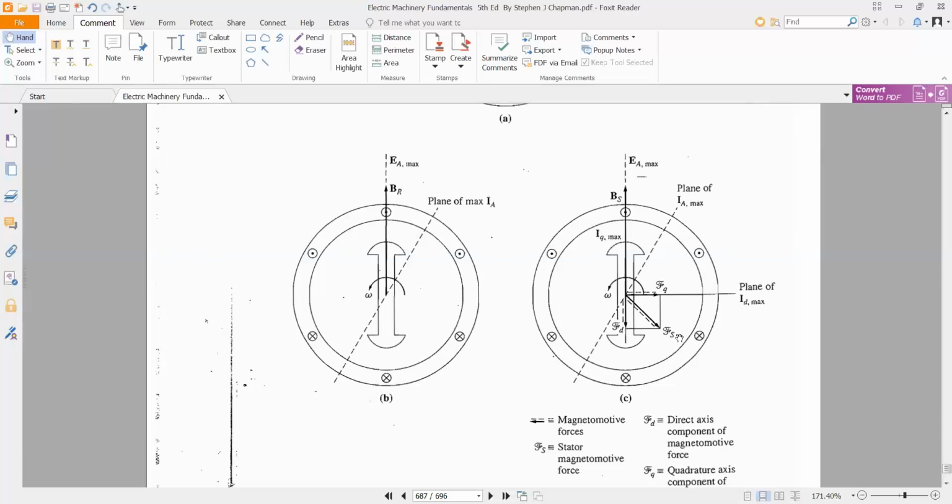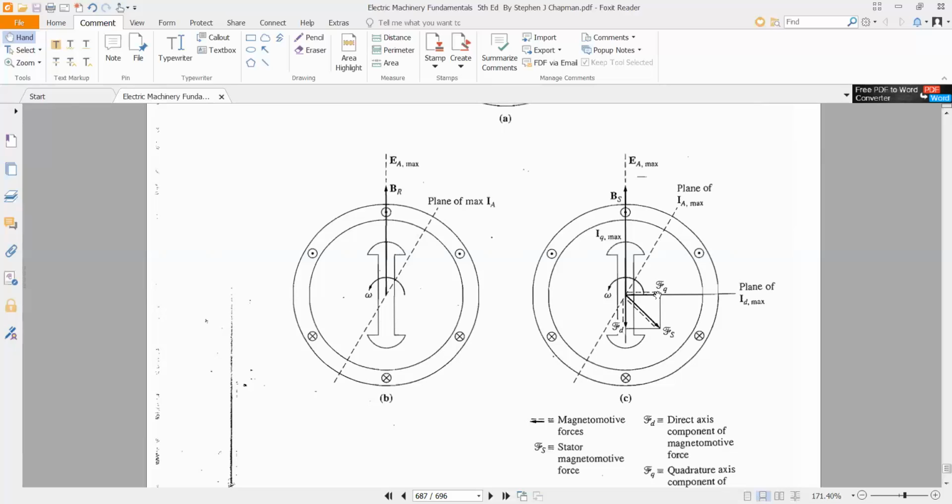Now, these stator magnetomotive forces will produce stator magnetic fields. This will produce BS. This magnetomotive force along the direct axis will also produce a magnetic field BD, and this one will also produce a magnetic field BQ. Now you can see here that it is easier to produce a magnetic field in this particular direction because of the small air gap, as compared to this particular direction where we have a very large air gap.